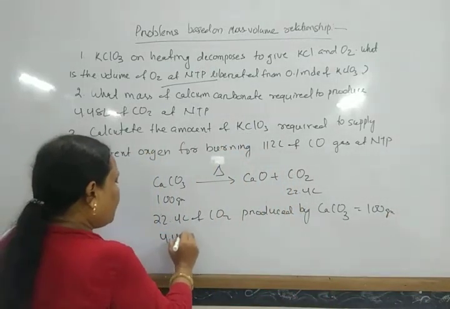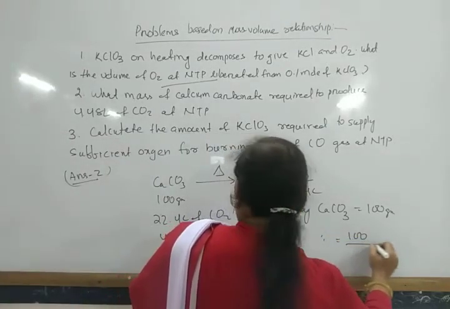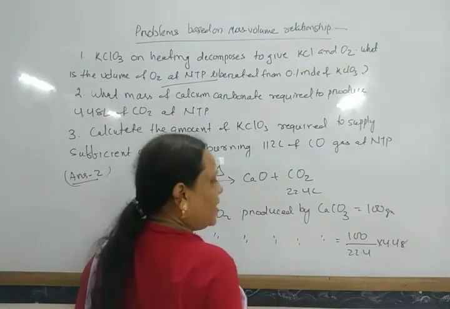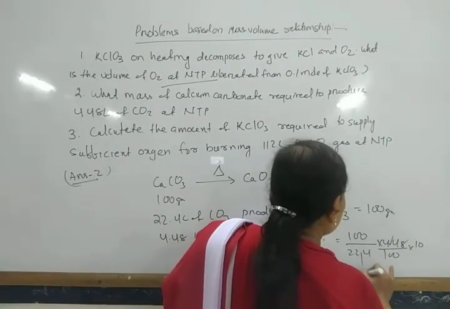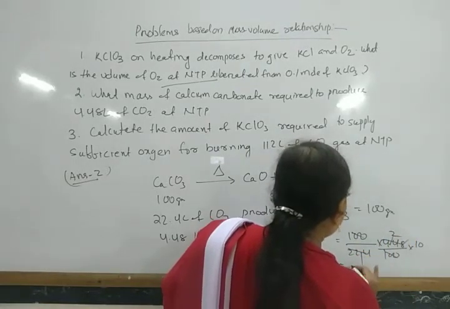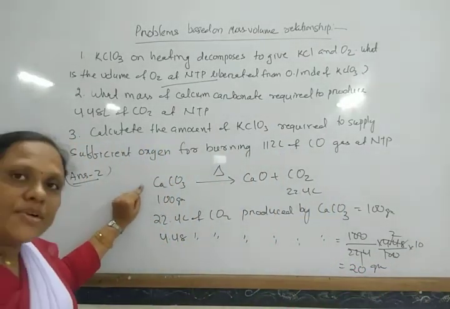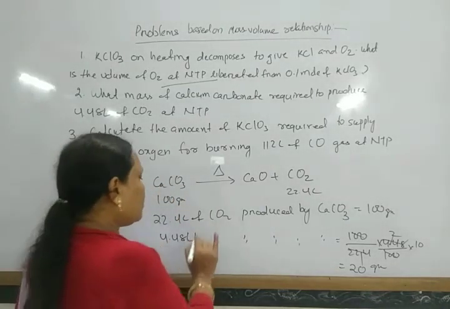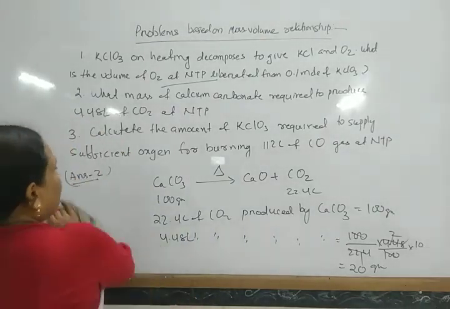Then 4.48 liter of carbon dioxide is produced by calcium carbonate, 100 by 22.4 into 4.48, that is equal to 20 gram. So 20 gram of calcium carbonate on heating gives 4.48 liter of carbon dioxide. Next come to question number 3.